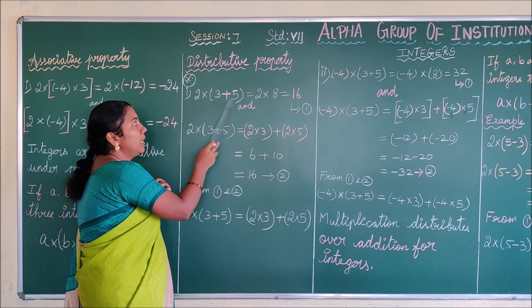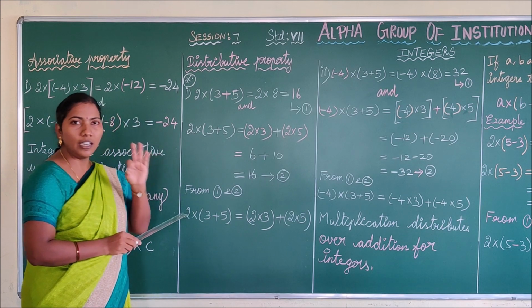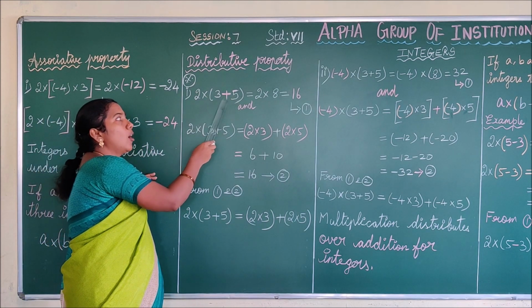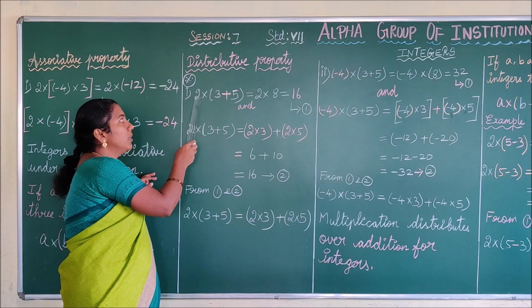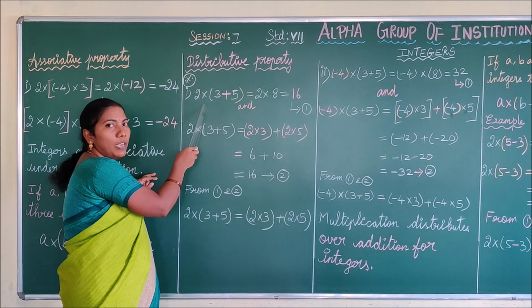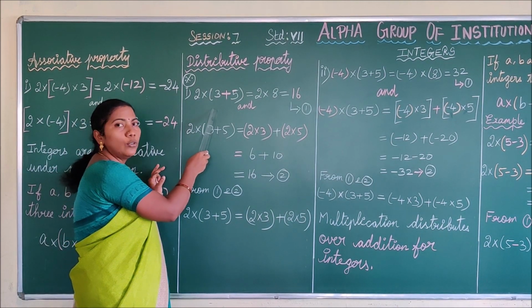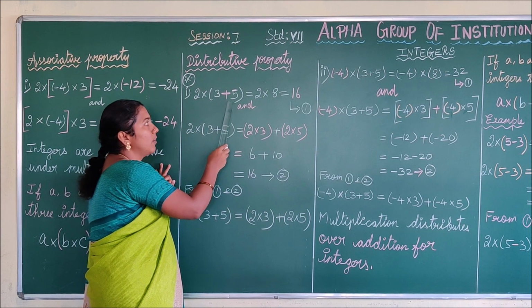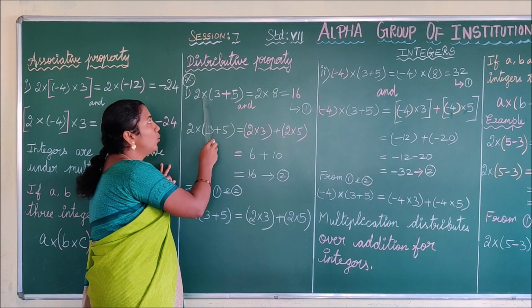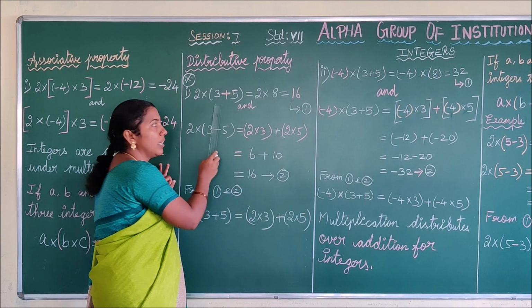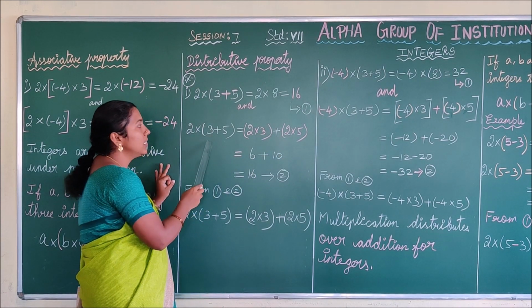First see this example. 2 into 3 plus 5. They are taking 3 integers: 2, 3 and 5. Between 3 and 5 the operation is plus, and between the bracket of 3 and 5 and the 2 the operation is multiplication. See here, children, how we are going to evaluate this. First we have to evaluate this bracket. 3 plus 5, what is your answer? 8. And 2 into 8, your answer is 16. Let it be equation 1.